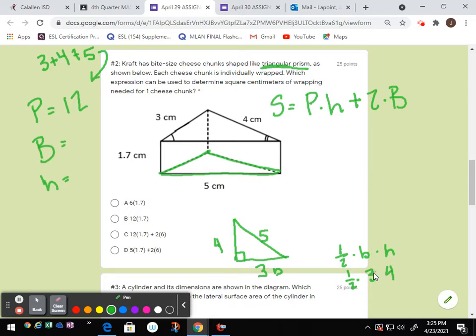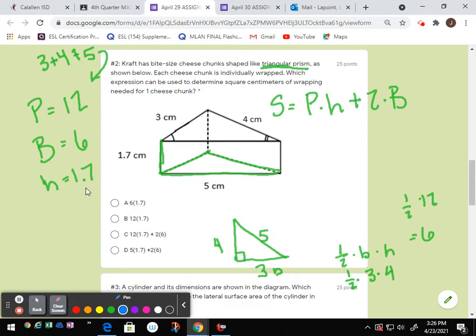So we have 1/2 times 3 times 4. 3 times 4 is equal to 12. And then times 1/2, so half of 12 is equal to 6. So our big B is equal to 6. Then height, we're looking at what goes from the bottom base to the top, which is 1.7 centimeters.